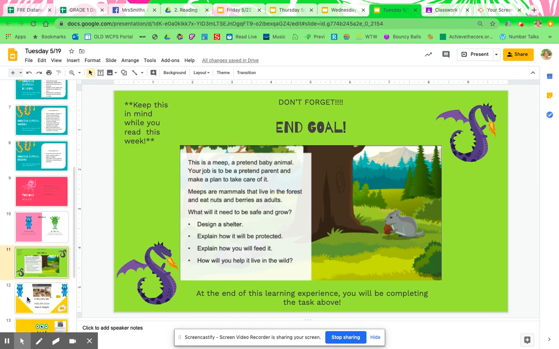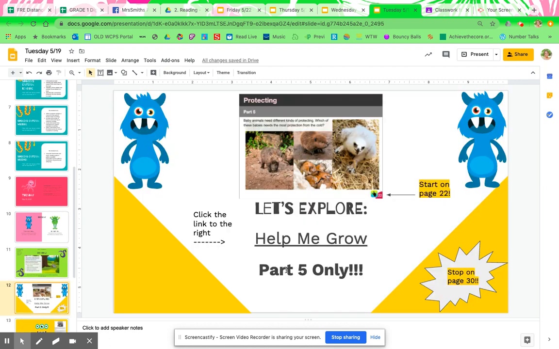All right. Today, you are going to look at part 5 of Help Me Grow. It is a little bit longer, but it's fun. You get to do a lot of interactions with this. You're starting on page 22 and you're stopping on page 30. Remember that trick I taught you? You can go to the skip ahead section and go to part 5, which is protecting. Okay, look at those babies. Oh, I don't know about you guys, but I've been loving this.